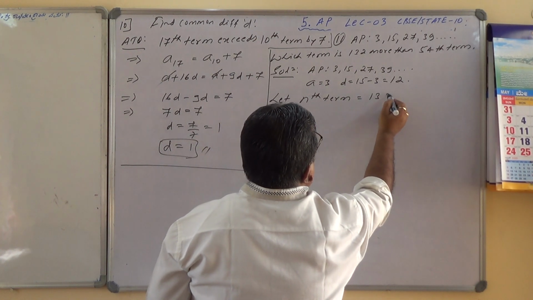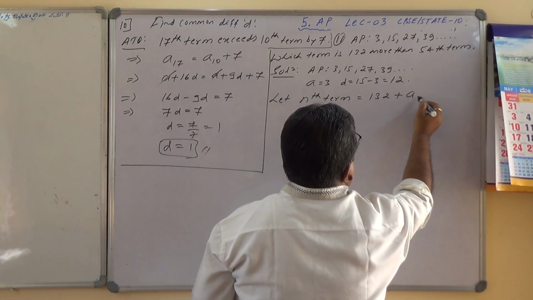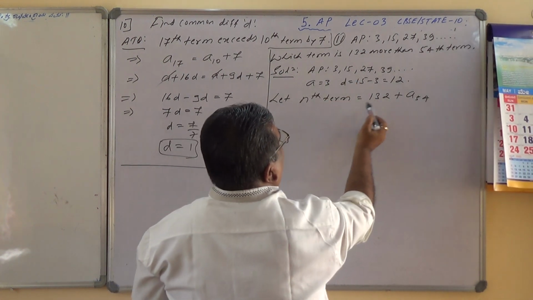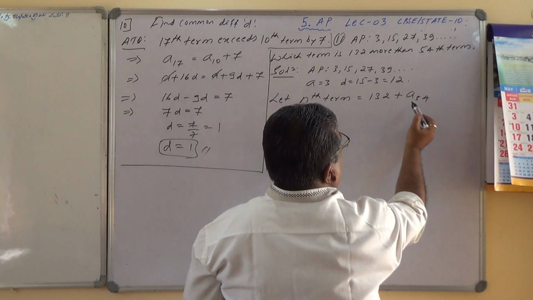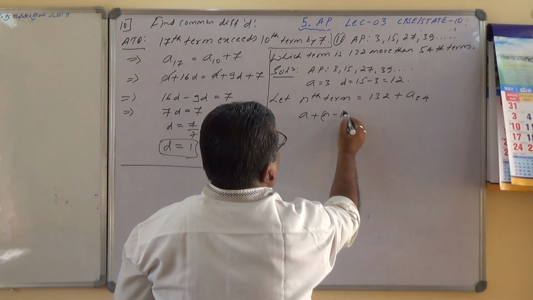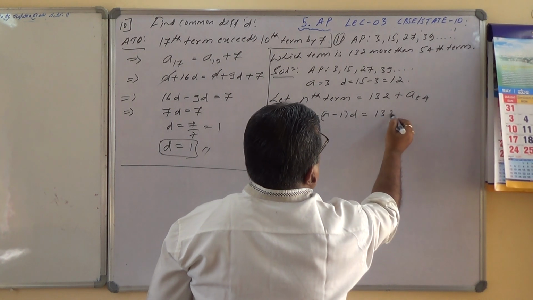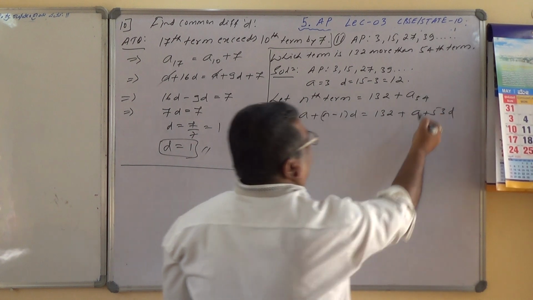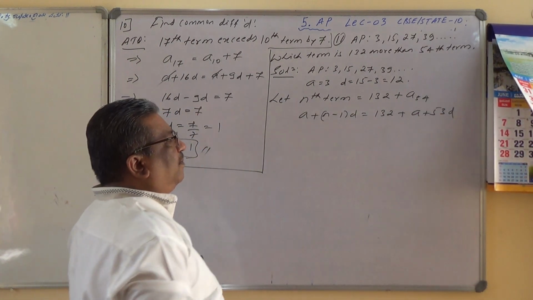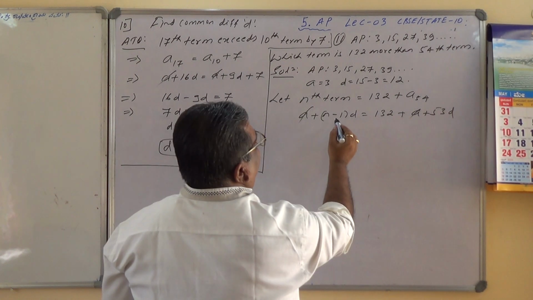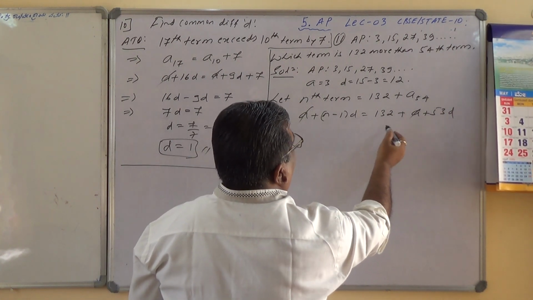Now let nth term equal 132 plus A54. According to question, let nth term equal 132 more than 54th term, A54. So A plus n minus 1 into D equals 132 plus A plus 53D. A54 is nothing but A plus 53D. So this A and this A cancel. N minus 1 D here I have to find out.